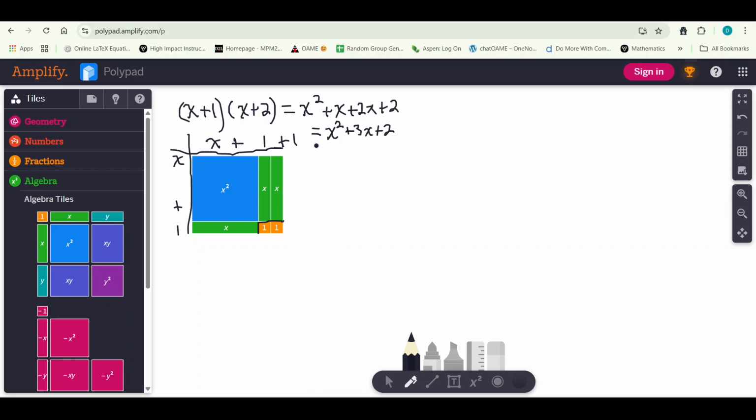Let's look at what happens if we have a negative number, and then we can maybe do one that's a little more complicated. So in fact, I'm just going to use the same example. I'm just going to change that plus 1 to a minus 1. So we'll do x minus 1 times x plus 2.